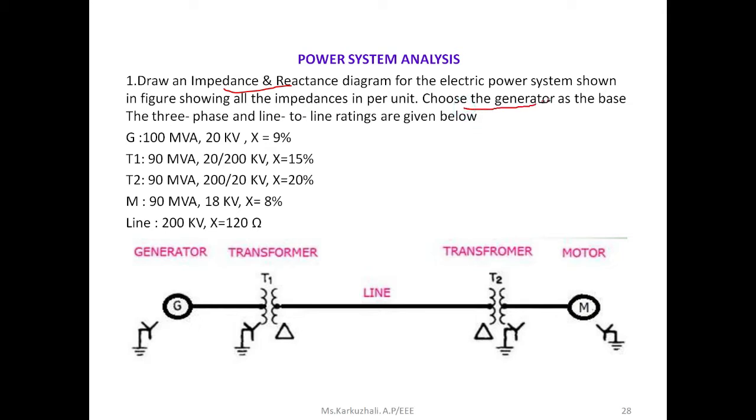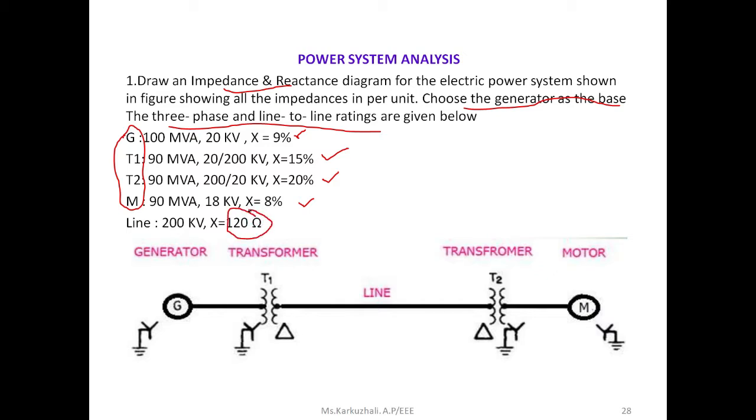Then here, choose the generator as the base. So here we can choose the ratings of the generator as base value, and the 3-phase and line to line ratings are also given here. If it is single phase, we have to convert it into 3-phase. Now the ratings themselves are in 3-phase and line to line ratings. In the generator and all these 4 components, the reactances are in per unit value. If the reactances are given in percentage, we can take these as given in per unit value. Only the line value is given in ohmic value.